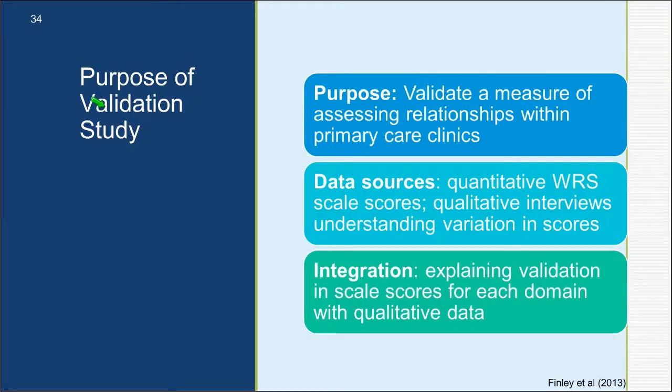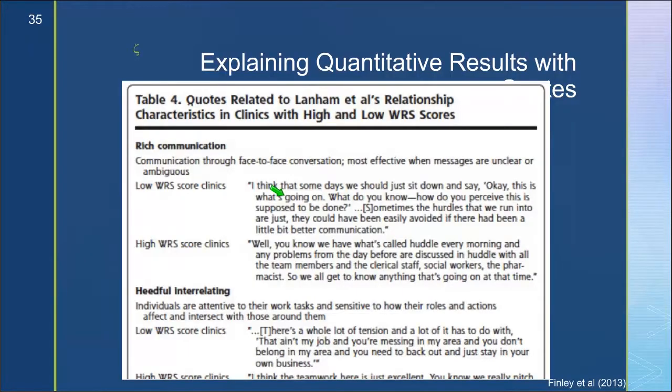Let me just show you an example to make it a little bit more concrete though. And this is the study I talked about briefly earlier by Finley and colleagues, validating a measure of relationships, and it was work relationships within clinics. So quantitative data included this work relationship scale score, qualitative interviews to understand variation in scores, and then integration using those qualitative results to explain variation. And in this case, it was variation that was expected, that you would want to find, which provided evidence that this instrument was really detecting differences that they wanted to detect.